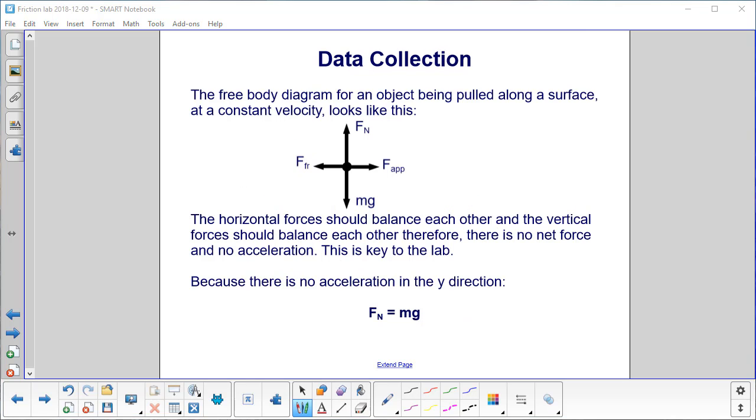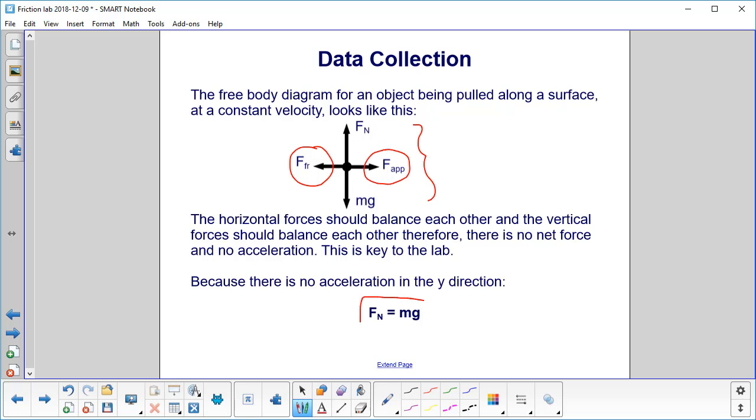The free body diagram for an object being pulled across a surface at a constant velocity looks like this. The horizontal forces should balance each other, and the vertical forces should balance each other. Therefore, there is no net force and no acceleration, constant velocity. This is key to the lab. Notice how the magnitude of this vector is equal to this one. That means they're equal magnitudes. They have the same size vector and opposite directions, so they'll cancel out. Same with the normal force and mg.